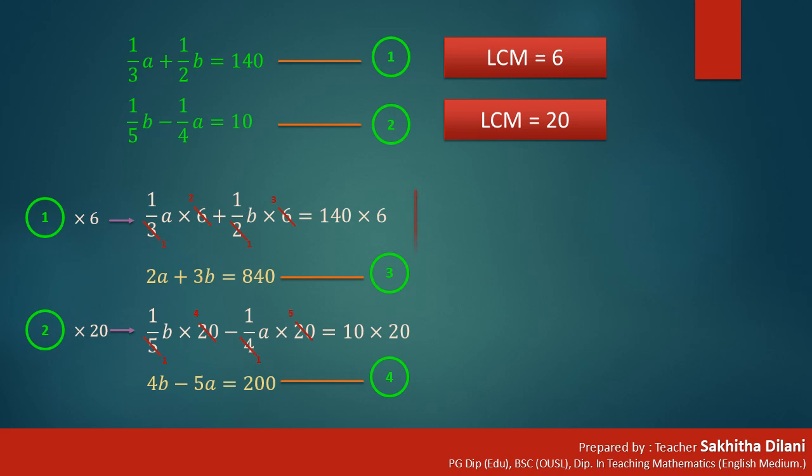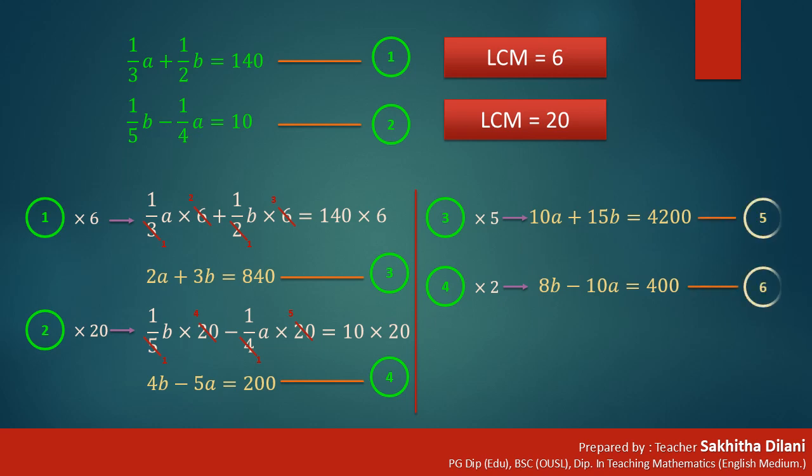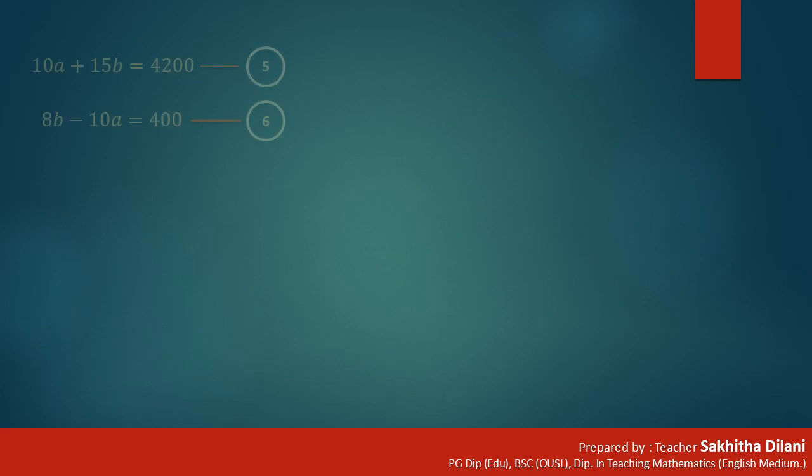Let's make the coefficients equal in a. For that, we multiply the third equation by 5. That is 10a plus 15b equals 4200. The fourth equation is multiplied by 2. That is 8b minus 10a equals 400. Let's name them as fifth and sixth equations. Now you can see that in these two equations, the coefficients are equal and they are in different signs. Therefore, you have to add these two equations.